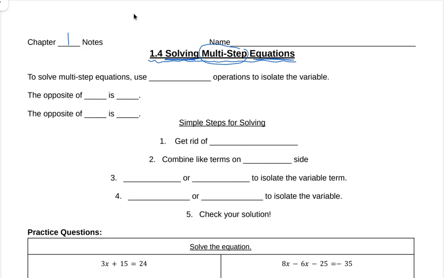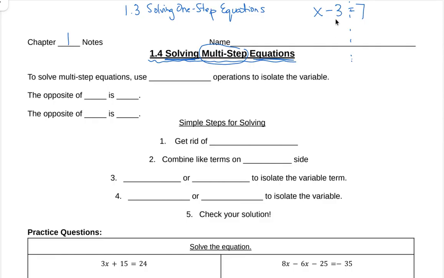So let's backtrack to 1.3 for just a second. In 1.3, we were solving simple equations, or one-step equations, okay? An example of that, which hopefully looks very familiar to you, would be x minus 3 equals 7, okay? In order to solve this, we can put our dotted line there to break up the equation into two sides, and we would look to find which side the variable's on.